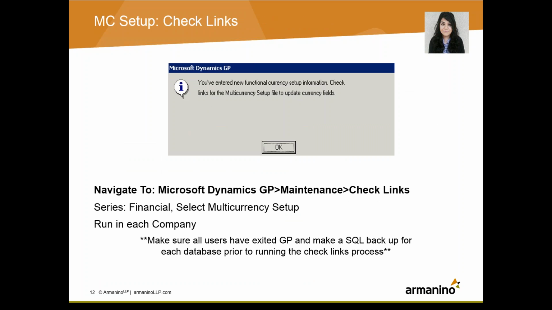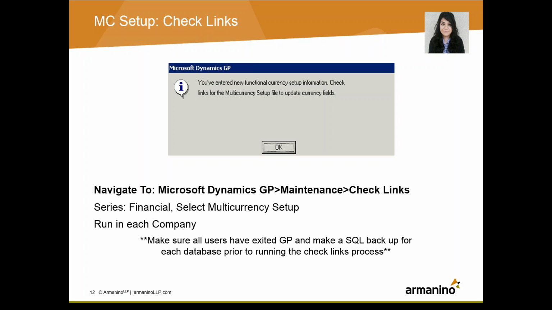So once a functional currency is added, you will receive a pop-up, and the pop-up says you've entered new functional currency setup information. Check links for the multi-currency setup file to update currency fields. So when you've selected that functional currency, you're going to need to complete this task. What it's going to do is assign the selected functional currency ID to any existing transaction records out there. The path to this is Microsoft Dynamics GP, Maintenance, Checklinks, and you'll select Financials, and you'll select Multicurrency Setup.